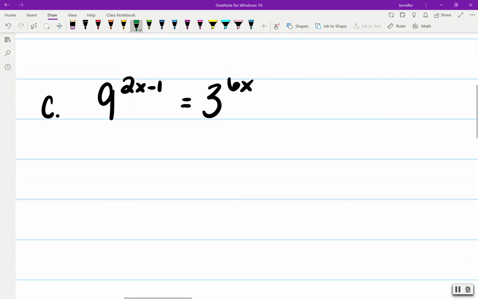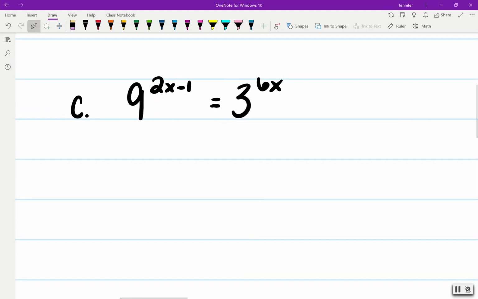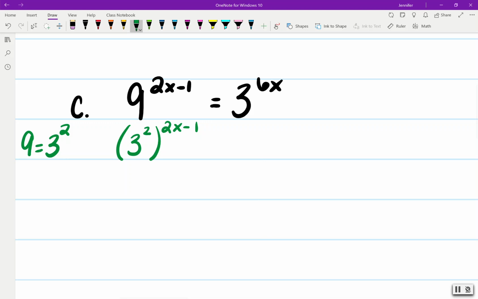However, let's think about this. Can I rewrite 9 in terms of 3? I know that 9 is 3 to the what power? Show me on your hand. 3 to the what power? Second. Very good. So we're going to substitute that in. So instead of writing 9, I'm going to go ahead and write 3 squared.